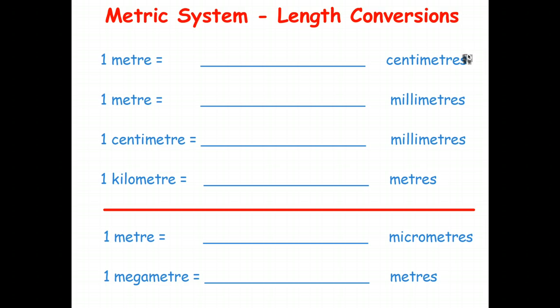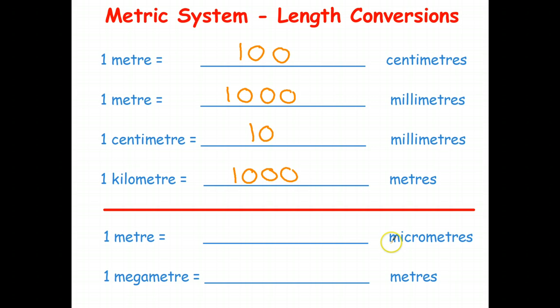Okay, now a centimeter is 1/100th of a meter, so therefore 1 meter is 100 centimeters. A millimeter is 1,000th of a meter, so therefore 1 meter is 1,000 millimeters. And if you combine those two facts together, there must be 10 millimeters in a centimeter, since 10 times 100 gives you 1,000. Kilo means 1,000, so therefore 1 kilometer is 1,000 meters.